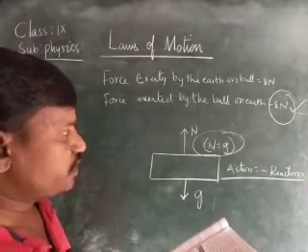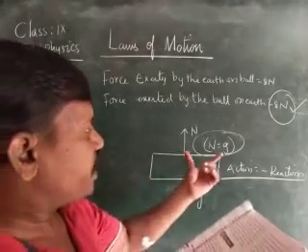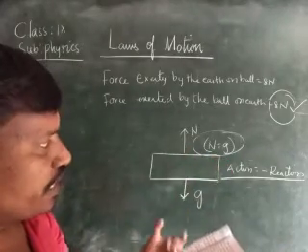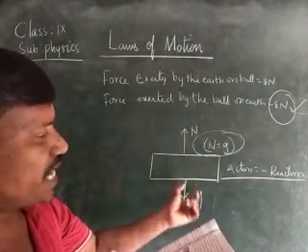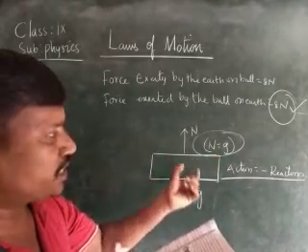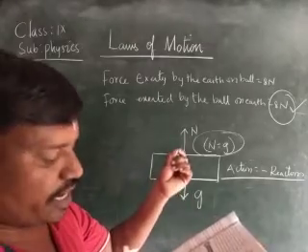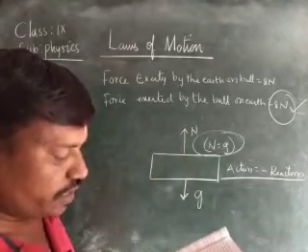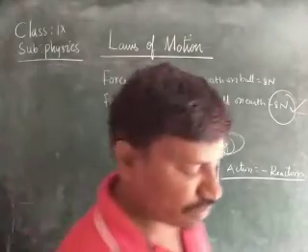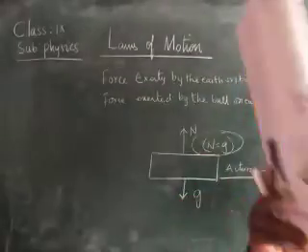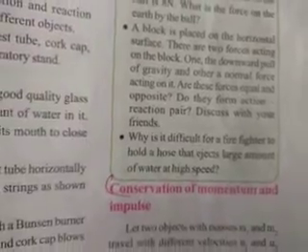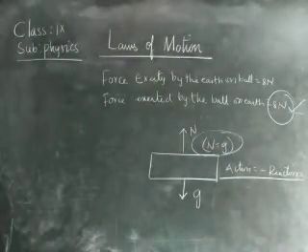Okay, children. This is about them being equal in magnitude. Why? Because as it is in the equilibrium position, it is at rest, but they won't perform the action and reaction. Okay. Next, why is it difficult for a firefighter to hold a hose that ejects a large amount of water at high speed?